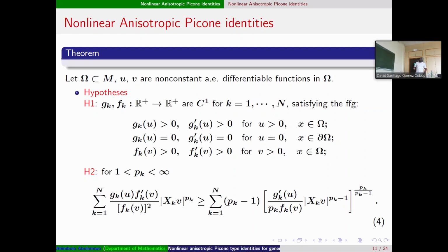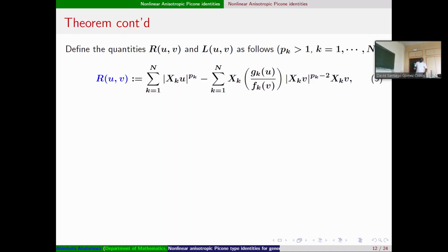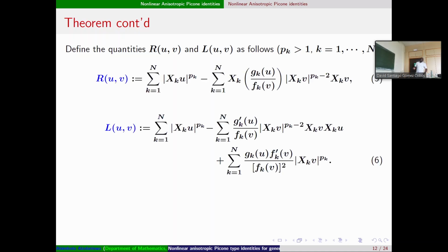Okay, then the hypothesis H2, I have this inequality, and of course, in the proof, it's very clear that we have this inequality as a result of some of the tools that we use in the proof. Though I have not stated the theorem, I'm just giving the hypothesis. So this inequality must hold for what I want to state. Now we define two quantities, R and L, as follows. R is this, L is this.